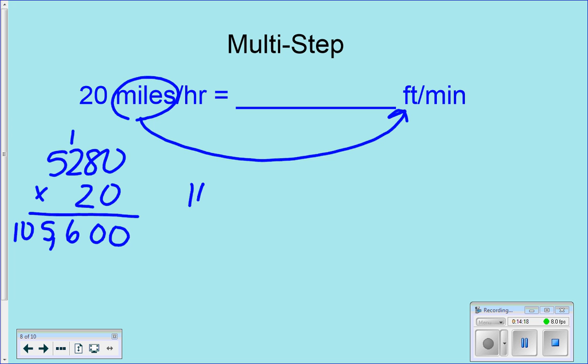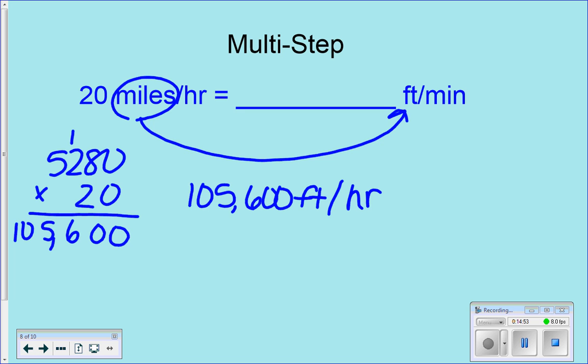So, I don't know if you guys did it, but I kind of hope you did. All right, so do you see how after I did this, this is what I got for an answer? 105,600 feet. Does everybody understand that so far? Okay, you're close. You're very close. So this says I can go 105,600 feet in 1 hour.